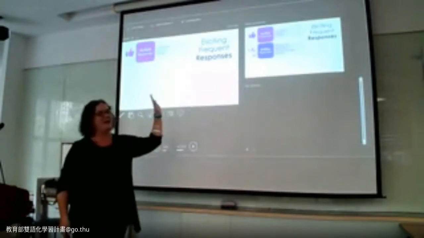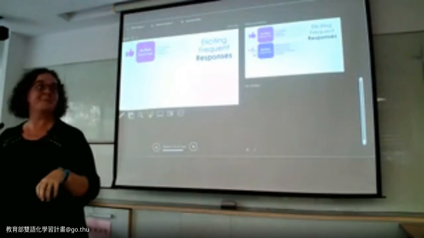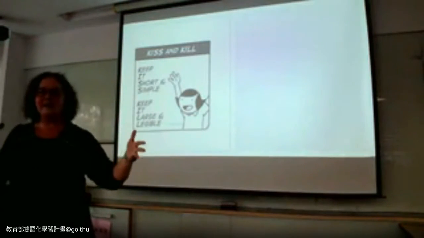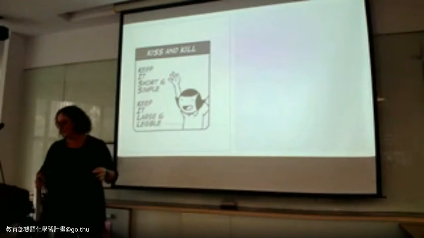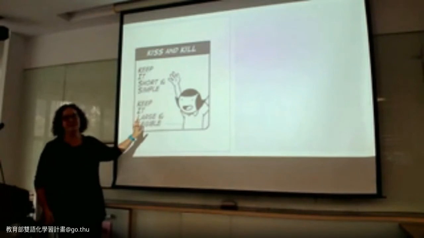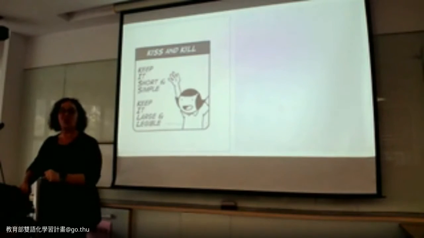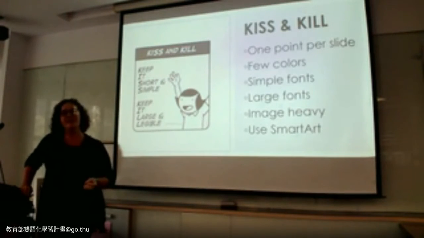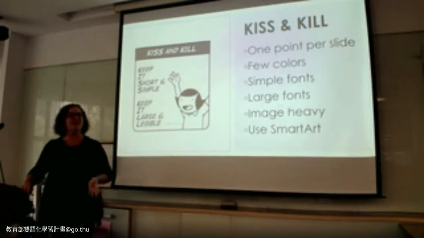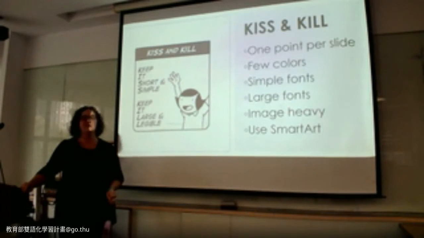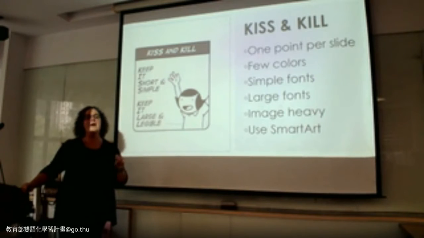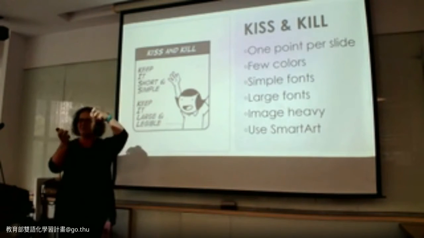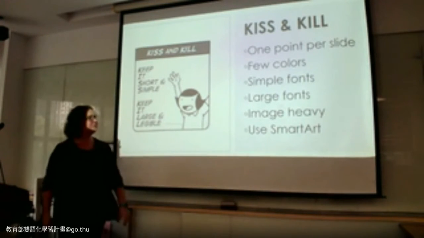But yes, absolutely utilize the presenter view to help you remember what you want to say. Key to making a great PowerPoint that will be helpful is to KISS and KILL it. So KISS: keep it short and simple. KILL: keep it large and legible. You want to keep it big. So the KISS-KILL method. One point per slide. Don't use a whole lot of colors. Keep the fonts simple, the fonts large, lots of images, and SmartArt. I don't know what it's called in Keynote or Google Slides, but in PowerPoint it's called SmartArt. And SmartArt takes concepts and puts them into bubbles and categories and makes it visual for you.